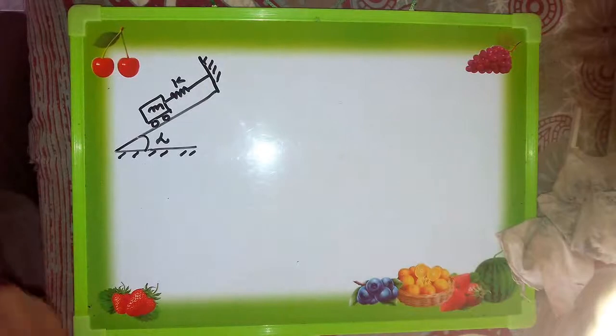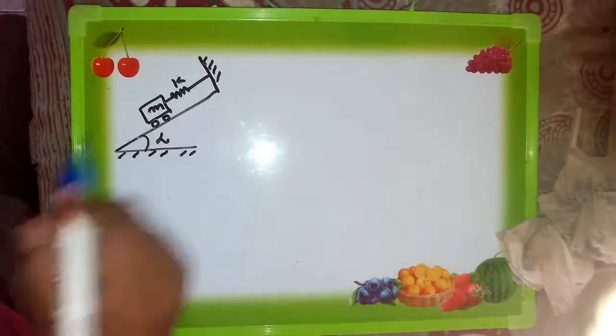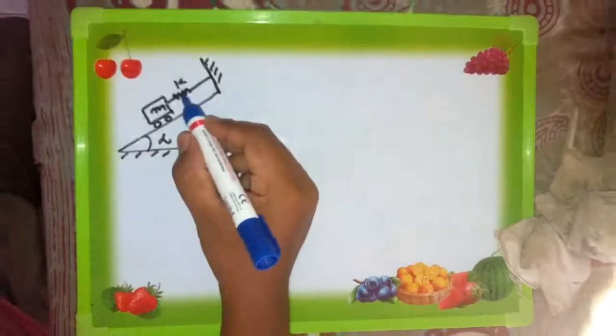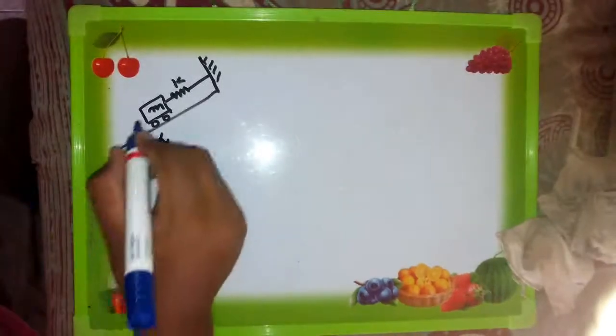Okay, again this is a simple problem. It will look like a simple problem. That's a trolley traveling on a slant by an angle alpha, and it is connected by a spring of stiffness k. Okay, so first of all we go for a force analysis of it.